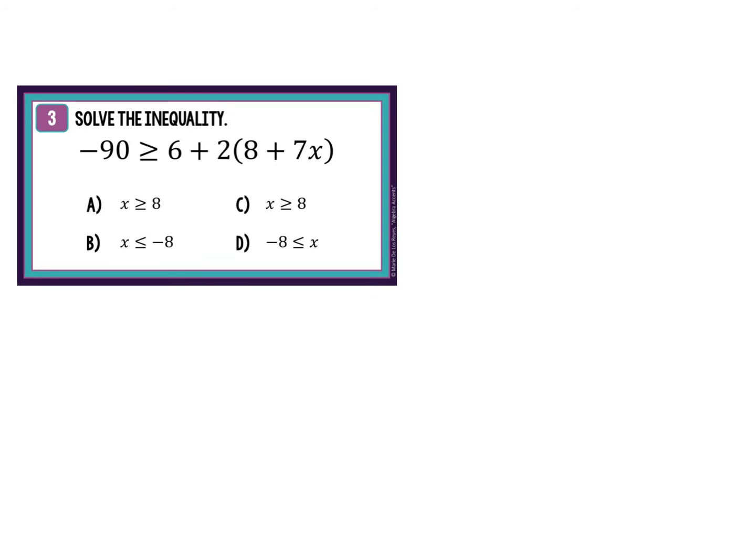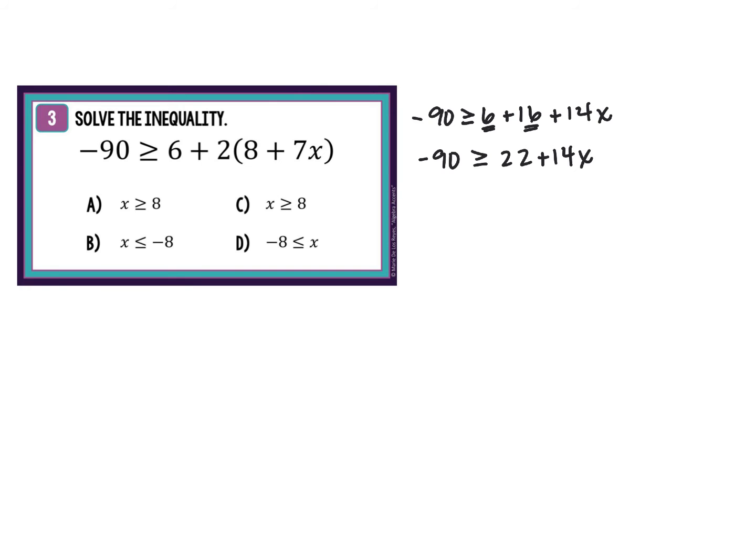The next one to do is number 3. So on 3, we're going to distribute on the right-hand side. So we'll have 6 plus 16 plus 14x. Then I'm going to combine my like terms over here. So that's the 6 and 16. So negative 90 is greater than or equal to 22 plus 14x.